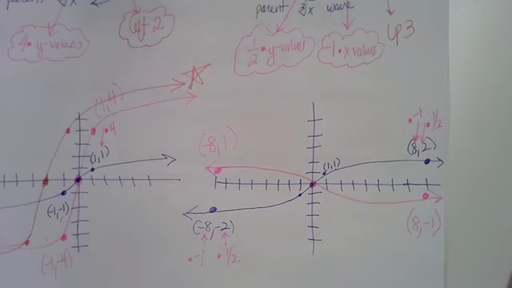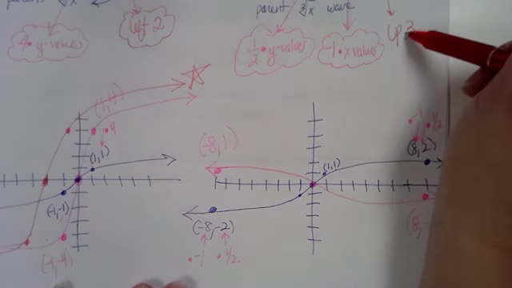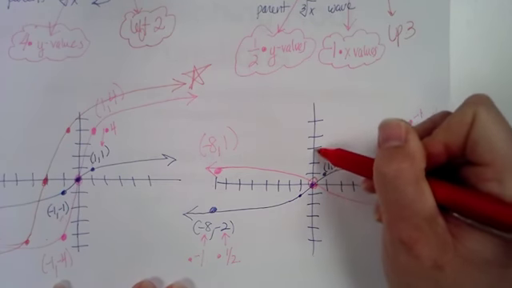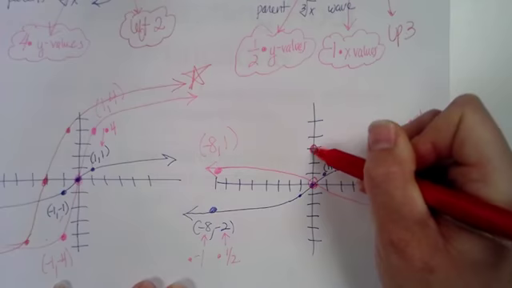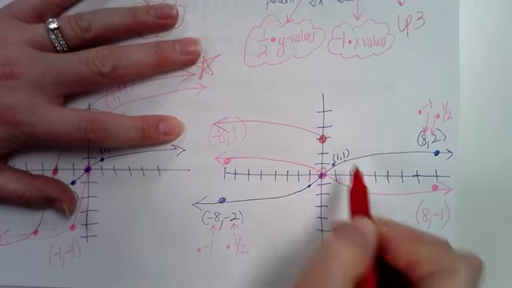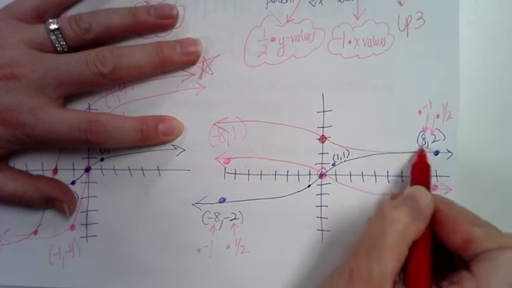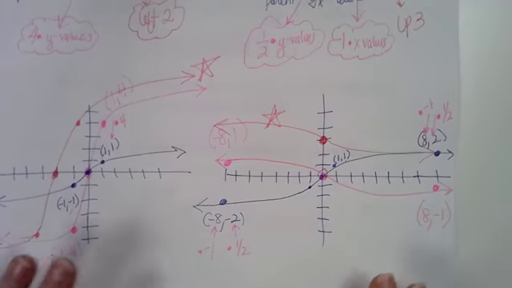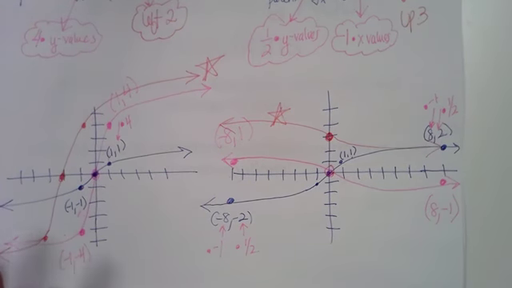All right, from there, we get to move up 3. So I'm going to take my point at 0, 0 and move up 1, up 2, up 3. And that'll slide the whole shape up 3 units. And there is our final graph in red right there.